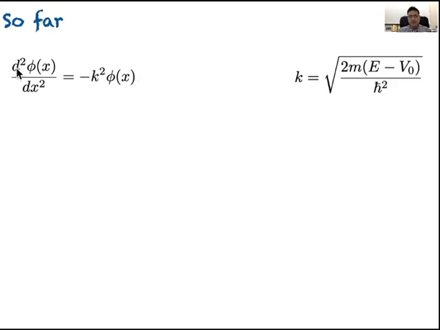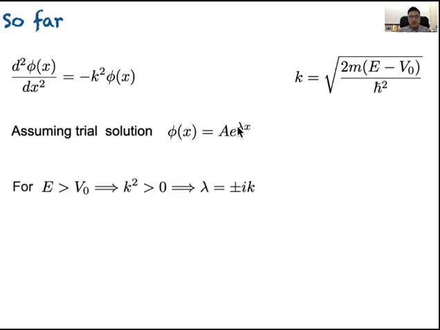So far we have learned this is our Schrodinger equation, where k square is defined in this following fashion: k square is equal to 2m (E minus V naught) over h cross square. This was our trial wave function, and once we have substituted this trial wave function, we have seen that for energy greater than V naught, our k square is positive, so that lambda is plus minus ik, and this is our general solution of this equation.